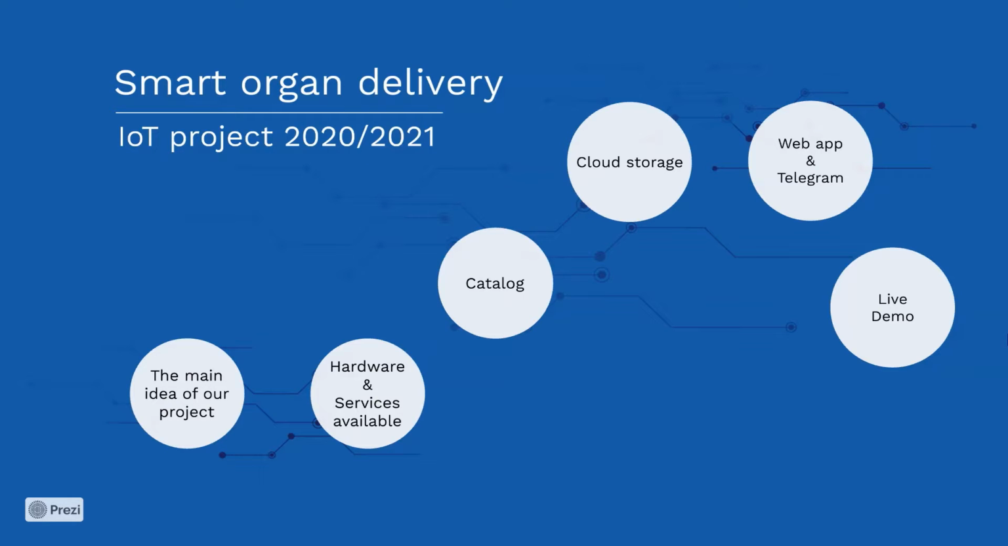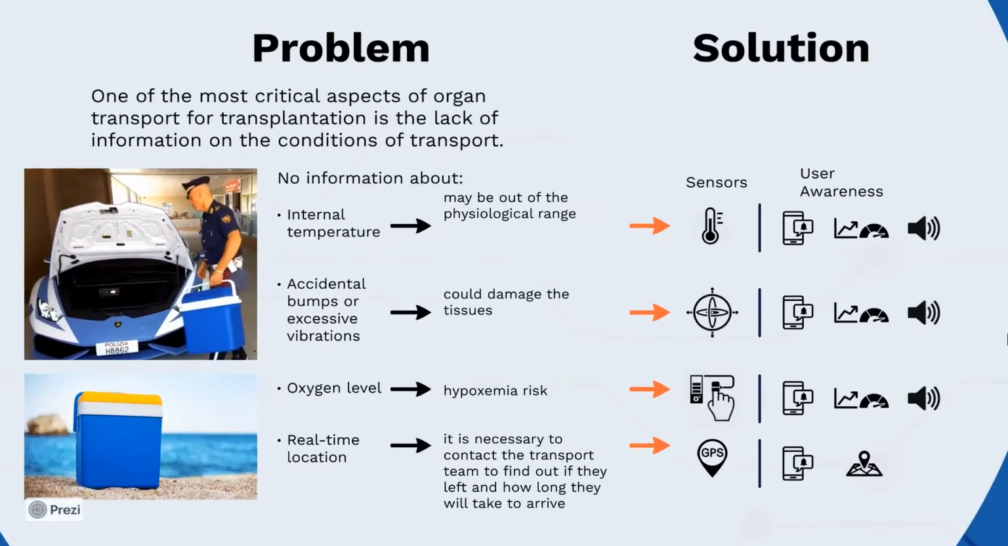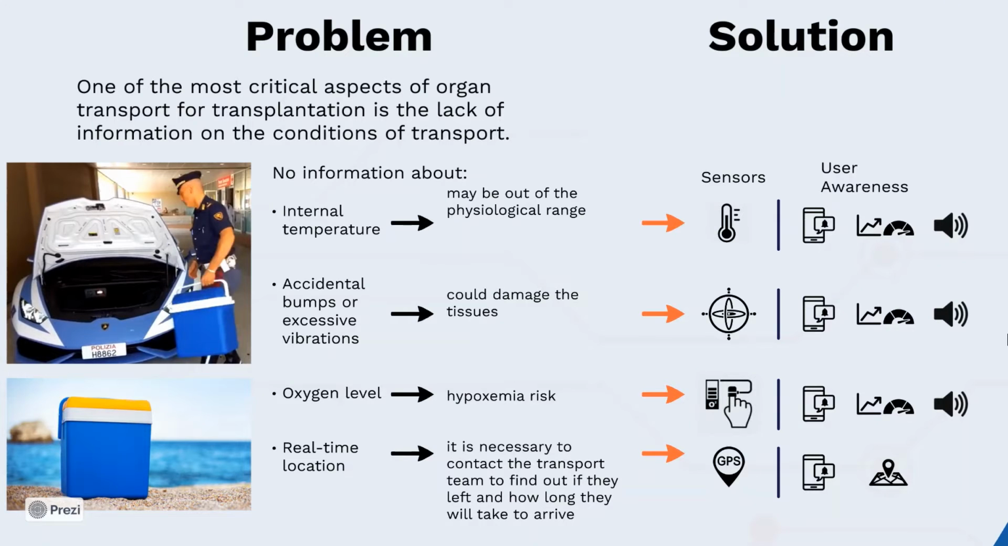Hi, in this video we will present and explain in detail our IoT project named Smart Organ Delivery. For this project we developed a smart platform for organ delivery. The idea arose from the need to have real-time information on the health status of the organ during the transport to the hospital where the transplant will take place. With this information, a vast improvement on the transport reliability and safety is then possible.